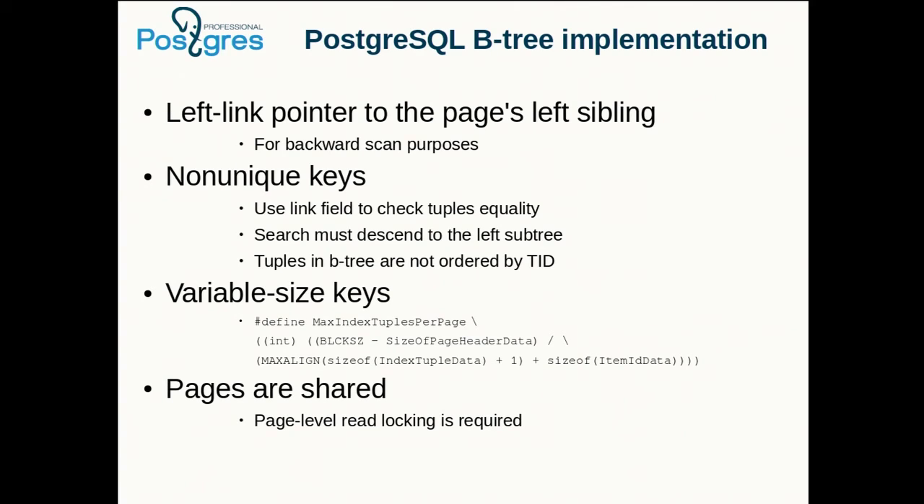We just use link field to disambiguate multiple occurrences of the tuples. Another thing about non-unique keys is that when we look in the tree, when we find an actually equal key in some inner node, we should check the left subtree. Not just go straight down to the link, but check the left subtree to ensure that there are no equal keys on this page. It complicates the algorithm a bit. It complicates the code.